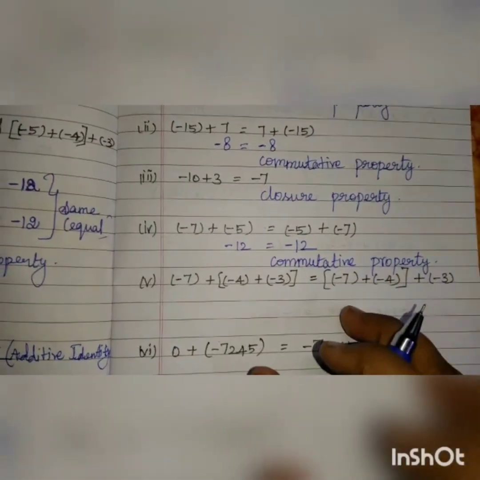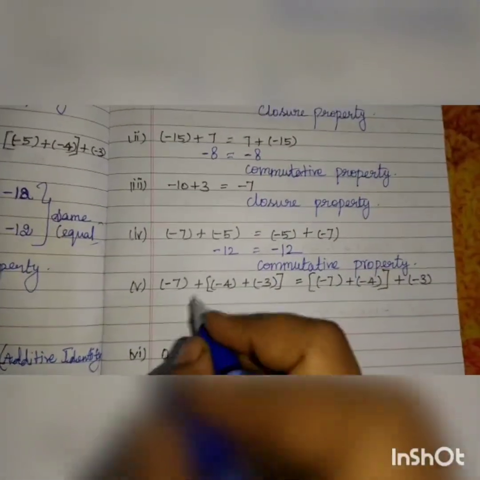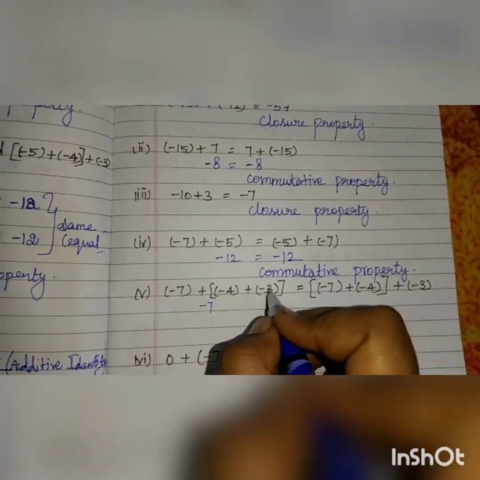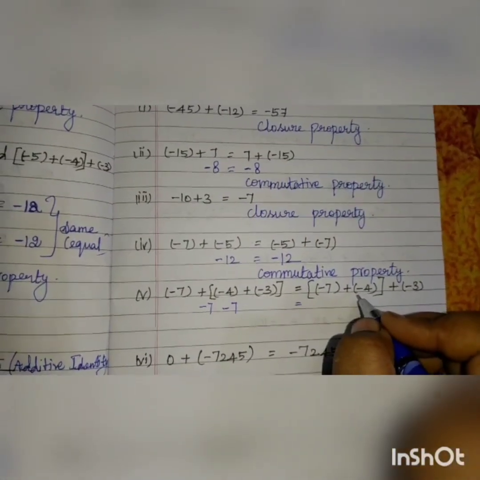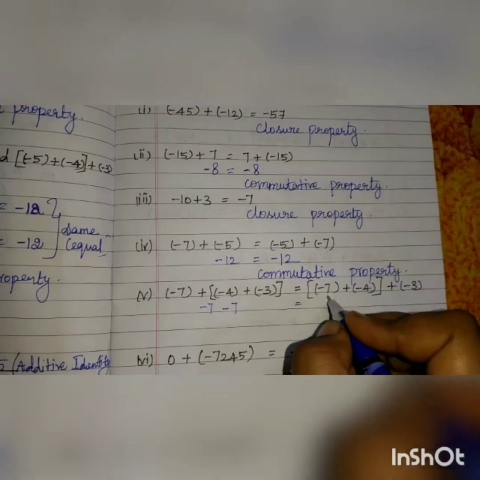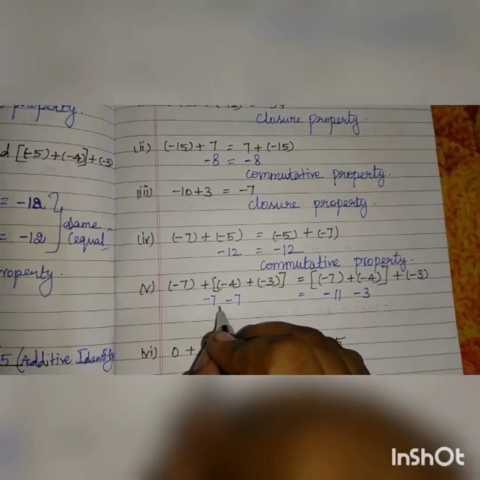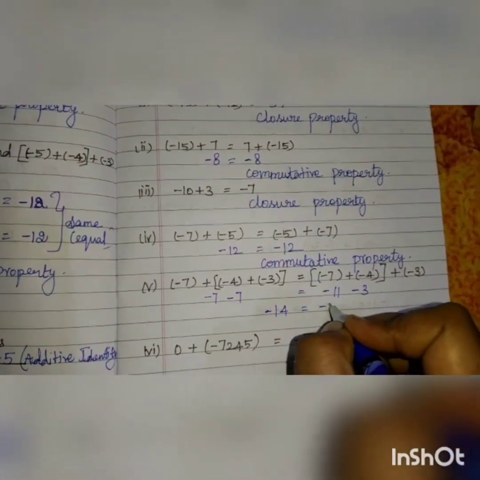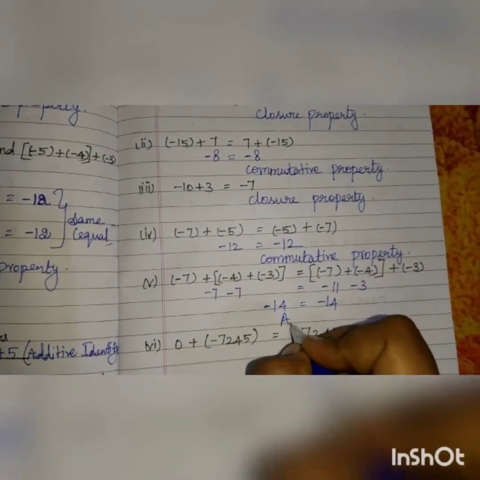After this, here three numbers they gave, and if we solve, we get the same answer. Then what kind of property is it? First we solve this one: minus 7 minus 4 minus 3. This side, minus 7 minus 4, so we get minus 11 minus 3, which is minus 14. Here also we get the same answer as here, minus 14. So what property is it? Associative property.